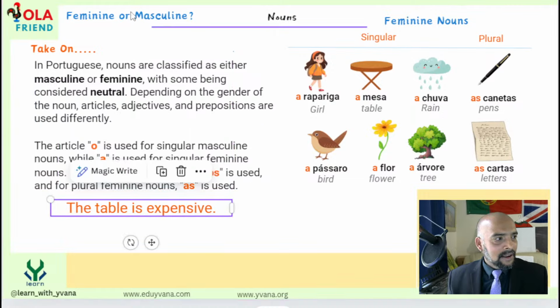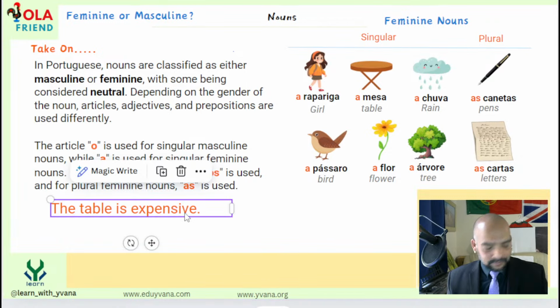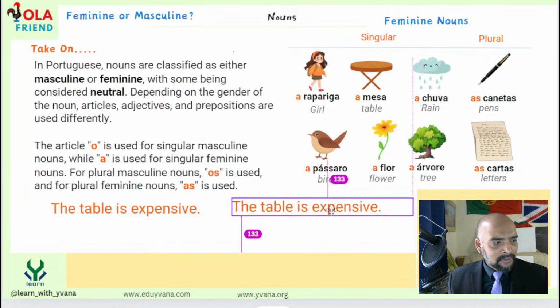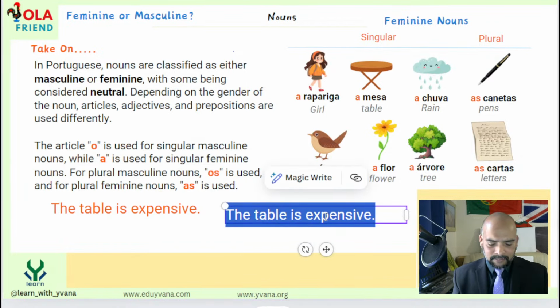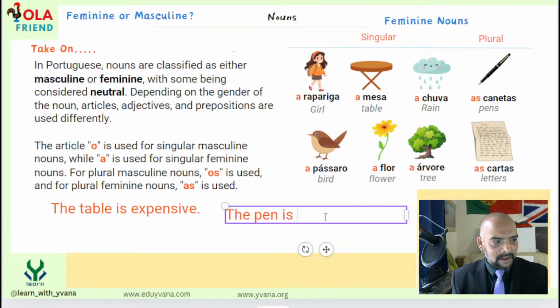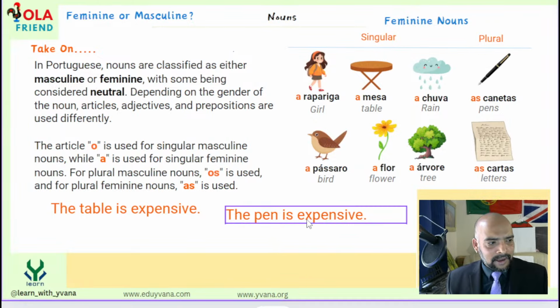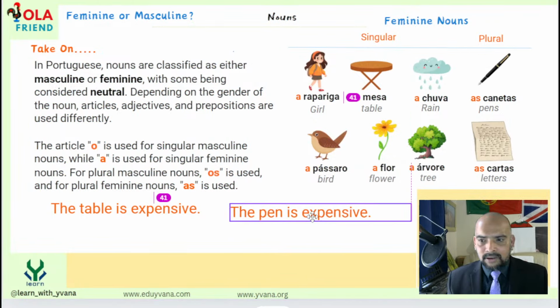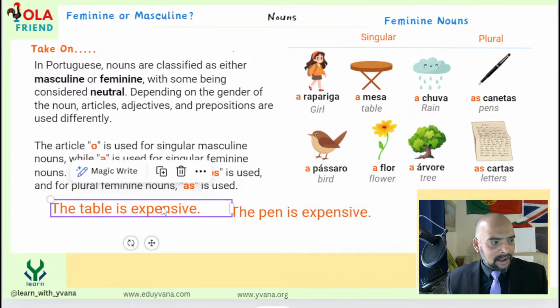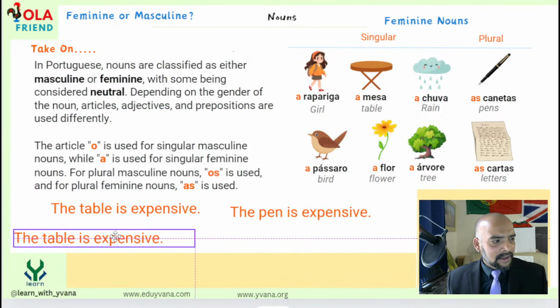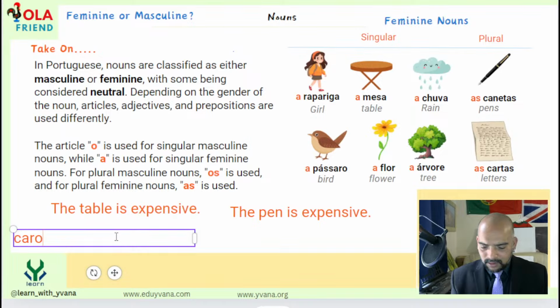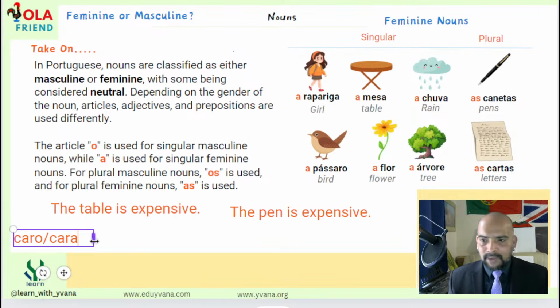And then if you see here, let's try to say that the pen is expensive. If you want to know how to say expensive, it is caro or cara, right? To say expensive, we can say either caro or cara, right? And so this is how we make it. So if you want, you can try to make some sentence here, okay?